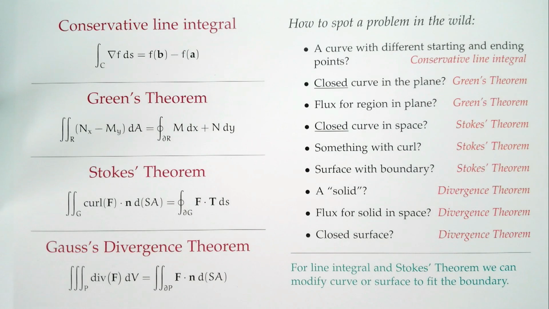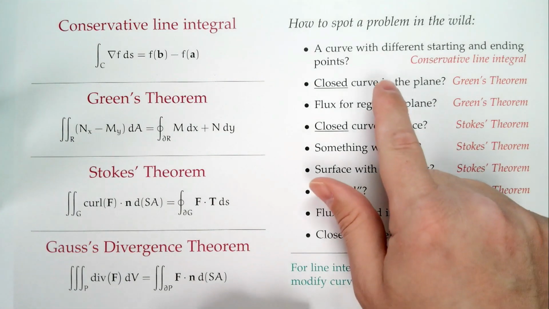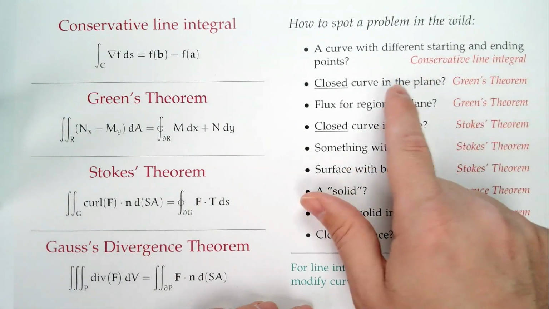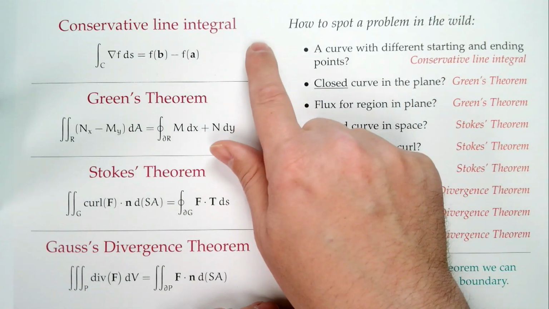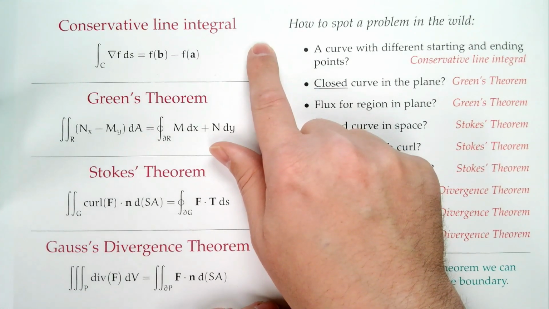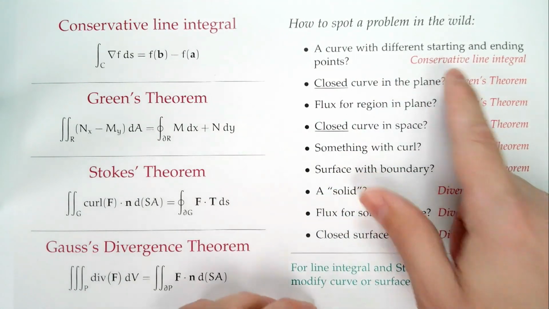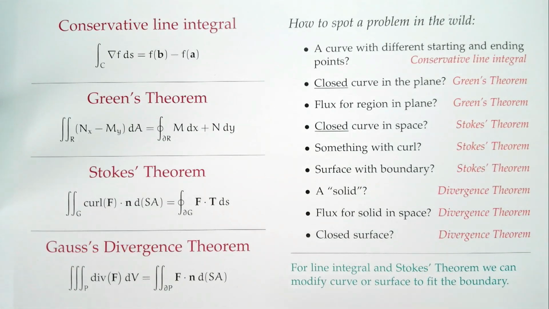Well, there's a couple of things to look for. If you see a curve, which you start and end at different points, well, the only place where you have a curve that starts and ends at different points is in this situation here. So look to see if it's a conservative line integral. It will not always be conservative because not everything is the gradient of something. So in some sense, single variable calculus was really special in that everything that we encountered was basically the derivative of something, even if we couldn't find it. But not the case when you get to vector calculus.